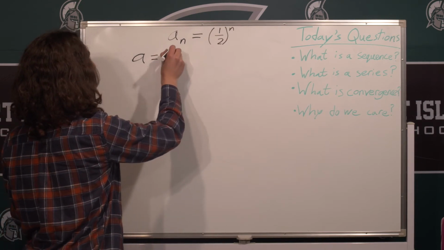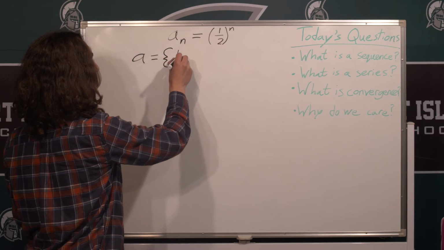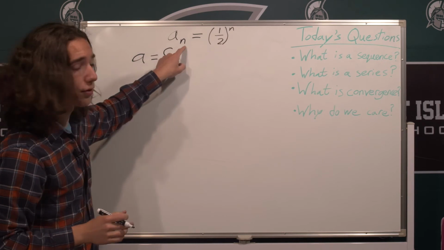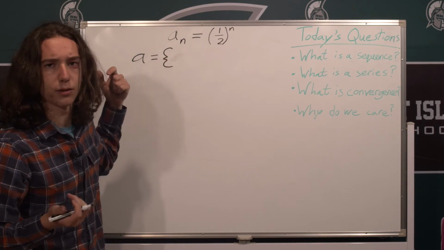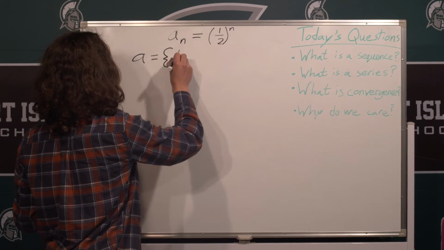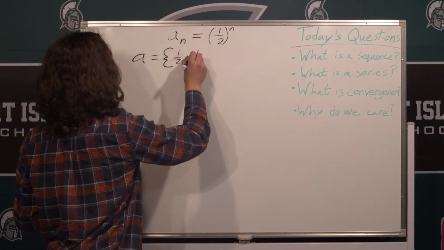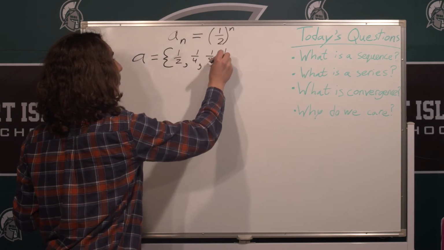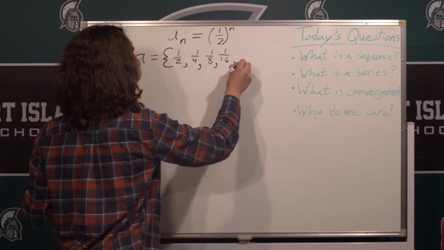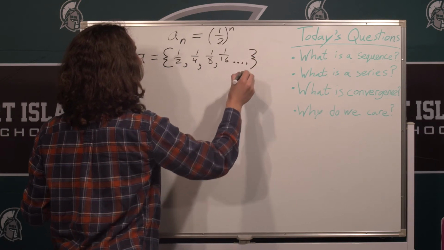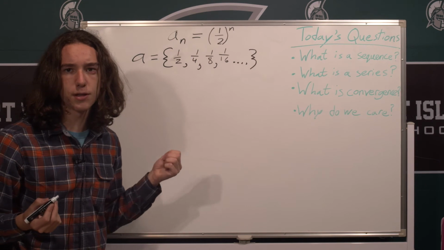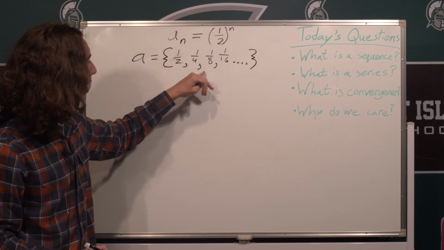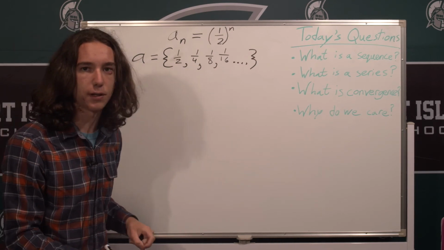So A is this sequence. It actually looks like 1, but I'm going to ignore the 0th term. We're going to start this at 1 because it looks a little prettier in the demonstration. 1/2, 1/4, 1/8, 1/16, dot, dot, dot. So this is a similar type of series as we looked at before. All of these terms follow a rule, and you just keep listing them onto infinity.